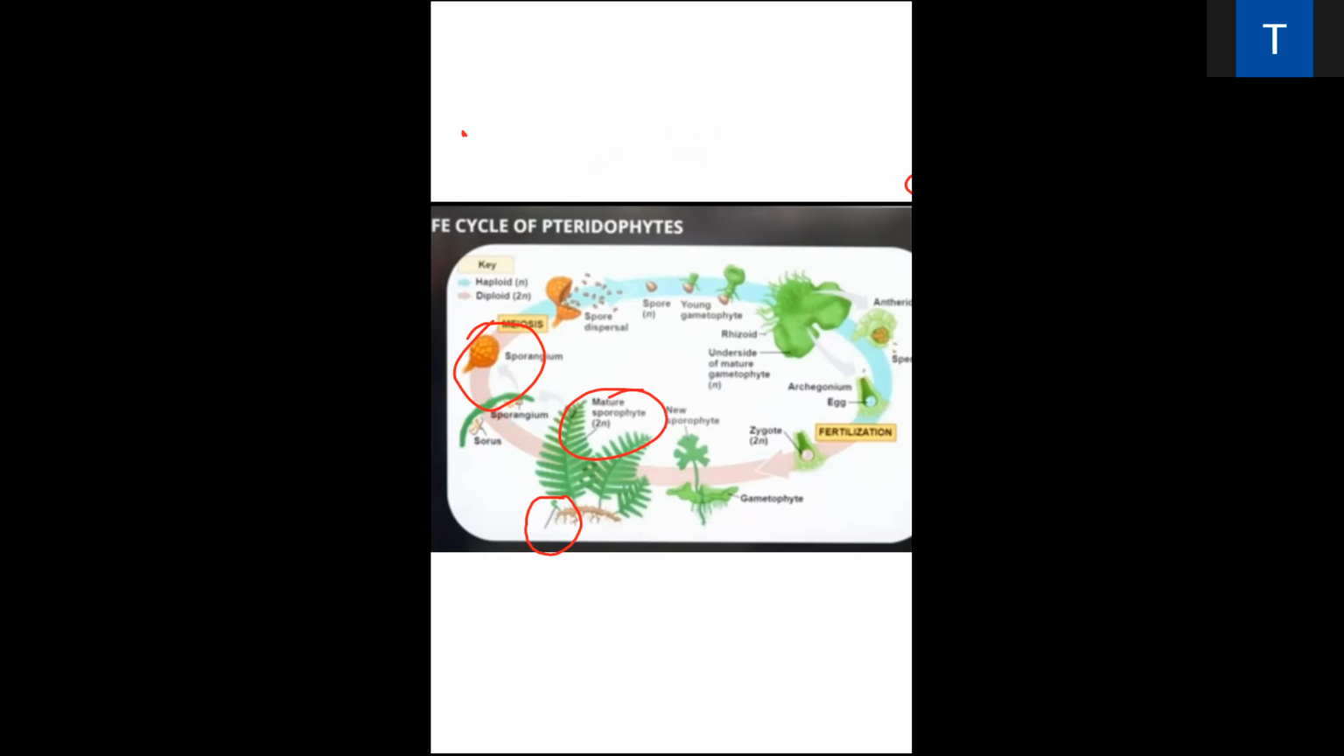This is the sporangium. Here you see the burst of the sporangium. It bursts. The sporangium will do meiosis. Meiosis is the reductional division.